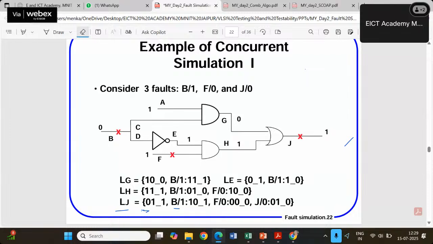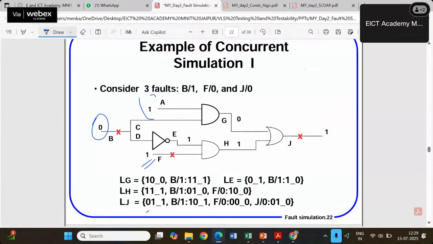We have taken the same input test pattern 1, 0, 1. 1 is the input at A. This 0 is to activate the B stuck at 1 and this 1 is to activate F stuck at 0. First of all, see this is 0, right? There is no gate over here, because the fault-free value was 0 and the faulty value was 1. Likewise, the fault-free value was 0 and the faulty value was 1. We will keep this in mind while applying the gates. We'll only retain the copies for the gates.